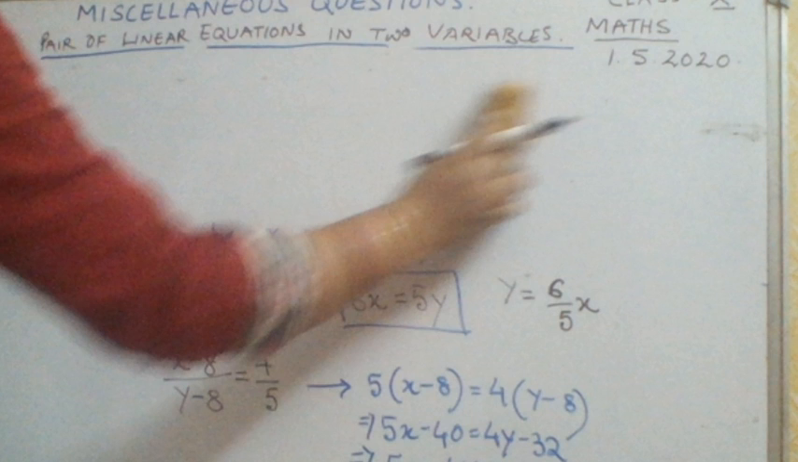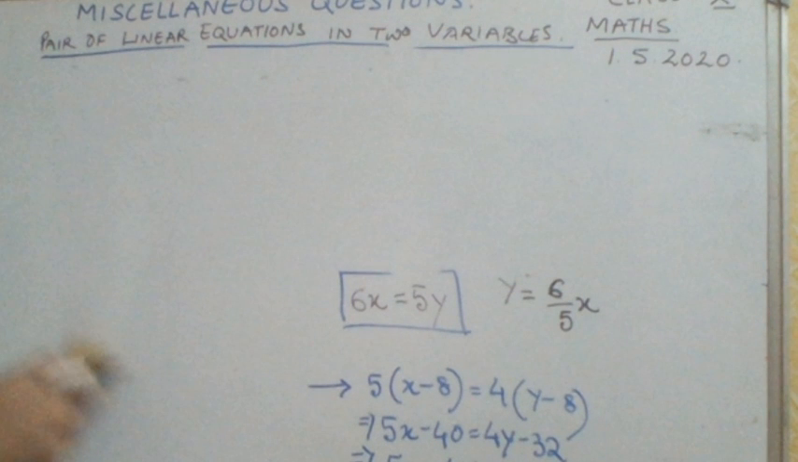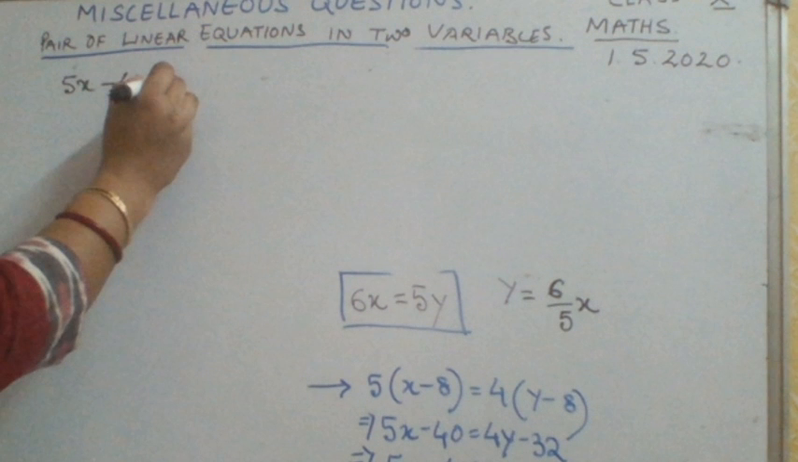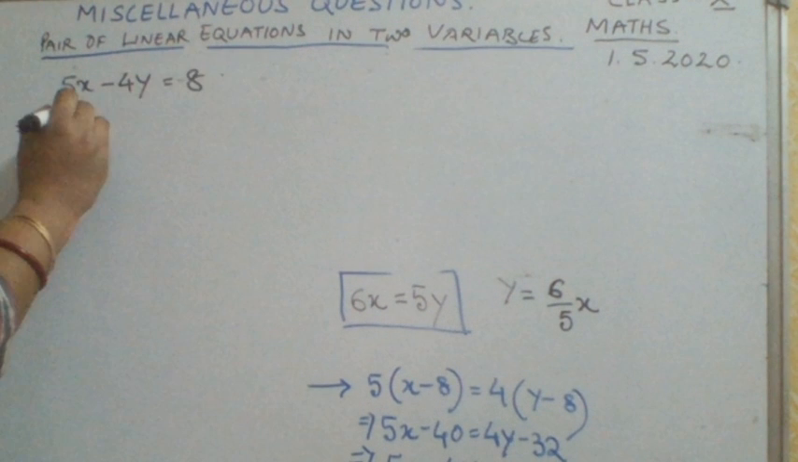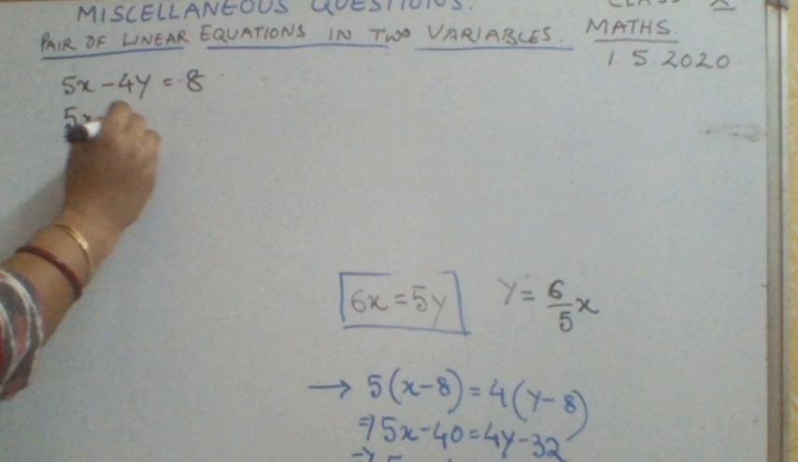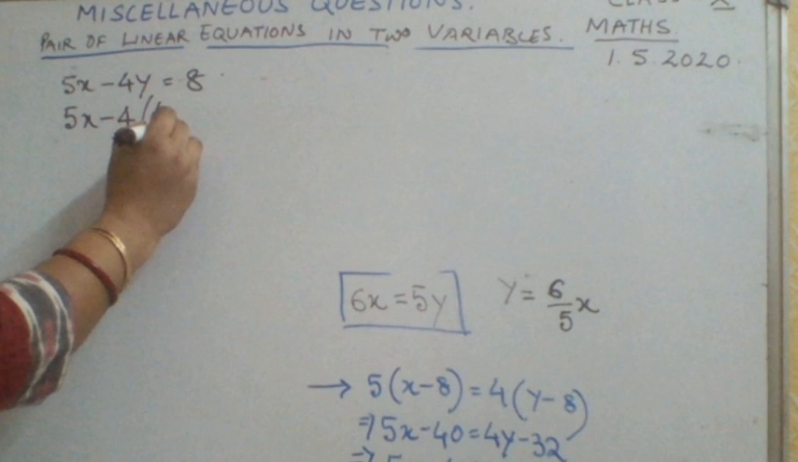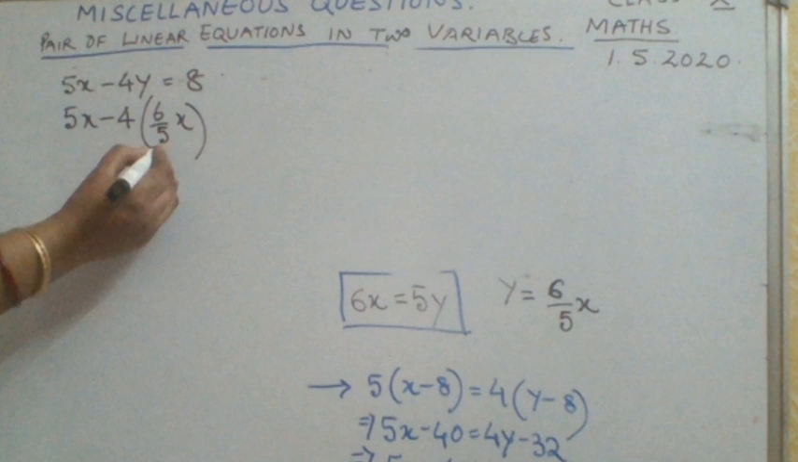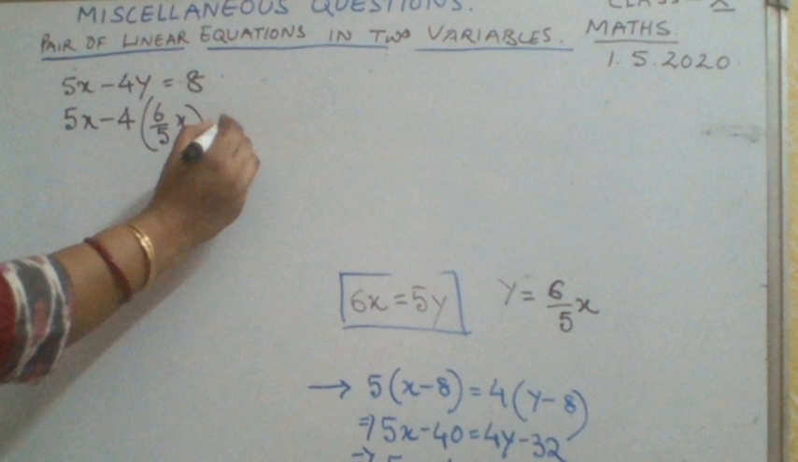This we will substitute over here. So our equation is 5x minus 4y equal to 8. So 5x minus 4 into 6 upon 5x. For y we substitute 6 upon 5x, right? This is equal to 8.